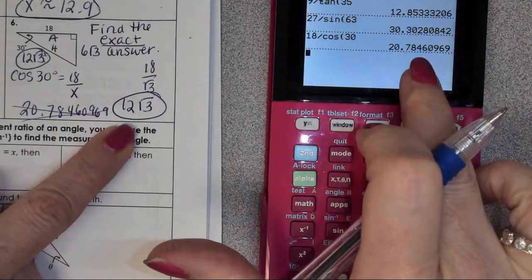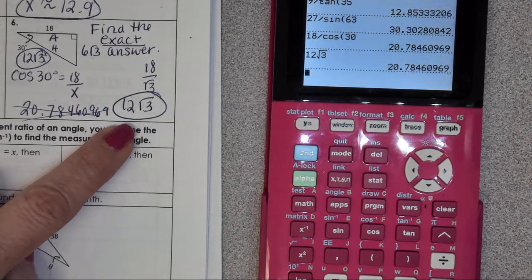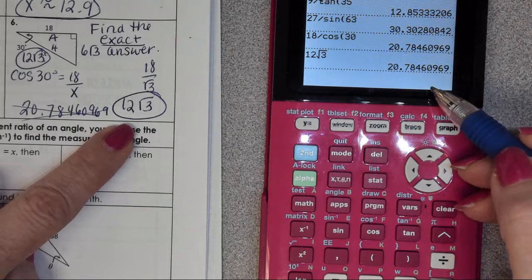Now, this would be nice to check my answer, right? I can type in 12 radical 3. Oh, okay, good. So that's the correct answer.